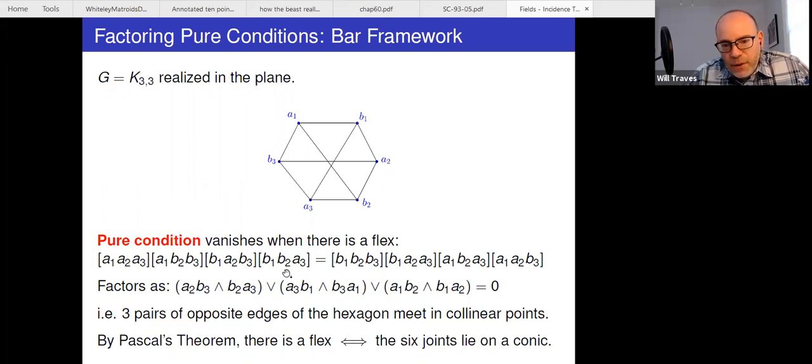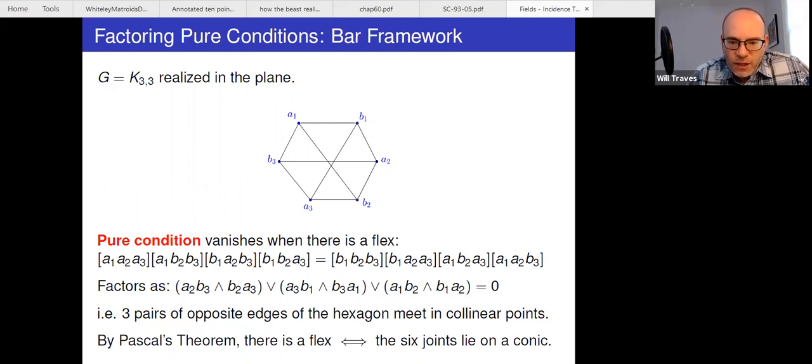And this bracket polynomial happens to factor. Okay, in fact, it factors in this way. So you take the line joining points A2 and B3, and you intersect it with the line joining points B2 and B3 to get a point. And you do the same thing here to get a point, same thing here to get a point. And then the join of these 3 points, meaning the line going through these 2 points, has to also go through this third point.